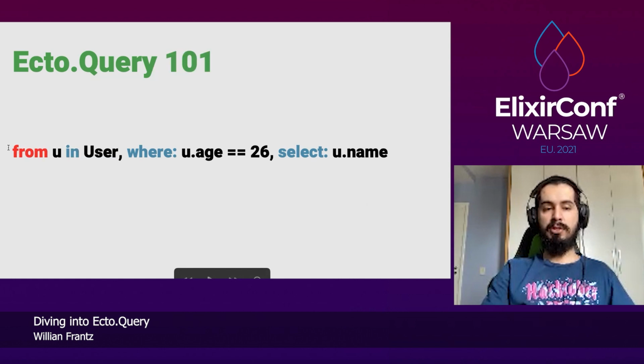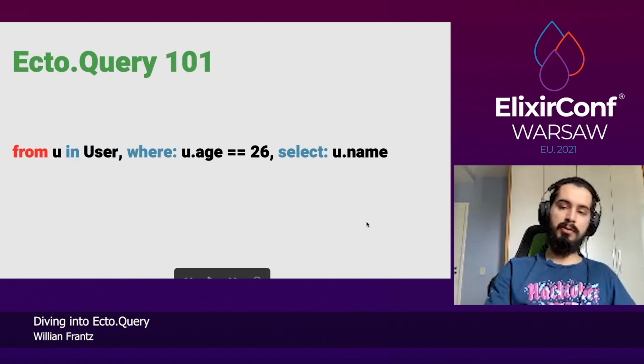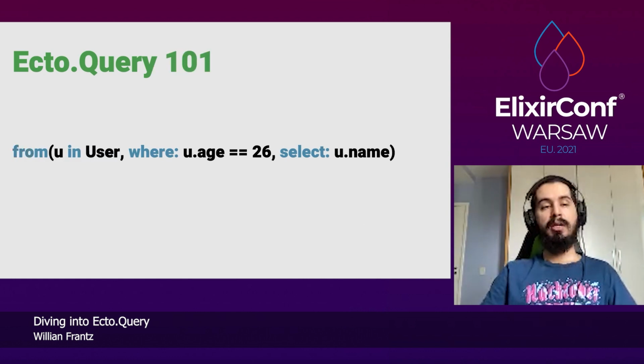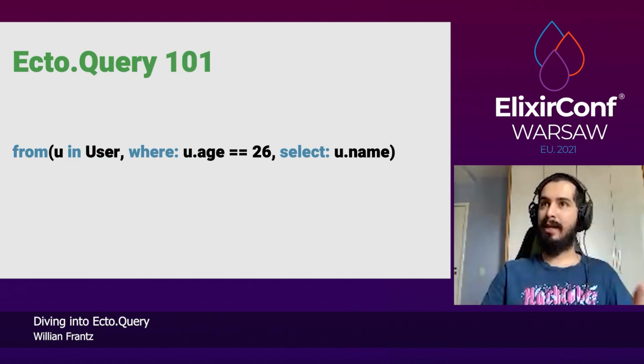So this is a function that we are calling with 3 arguments, I would say. The u in user, the where statement, and the select statement. So we could pretty much use parentheses here to clarify that this is a function calling. And now we can see that this is a function with 3 arguments. And we have these optional statements, for example, where, select.